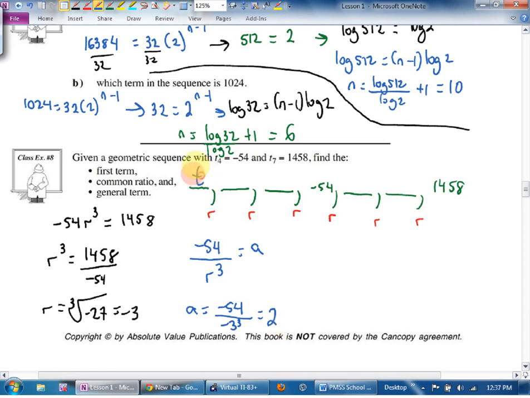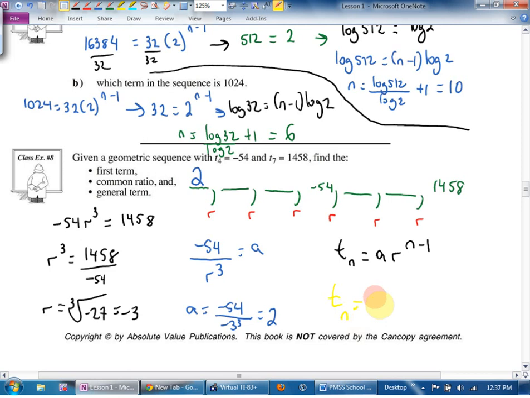What's the last thing you want me to find, Vitaly? What's the third thing? The general term. Now, the general term equation, which you don't have to memorize, it's on your sheet: the nth term is equal to A R to the n minus 1. So let's plug stuff in specifically for this particular sequence. The nth term is equal to, what is A? We figured it out. 2. What's R? Negative 3 to the n minus 1. There is the generic term to generate that sequence.